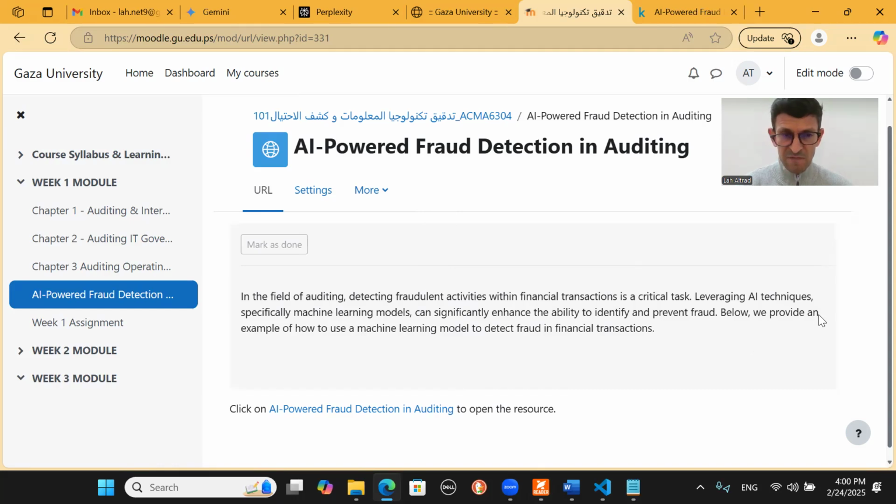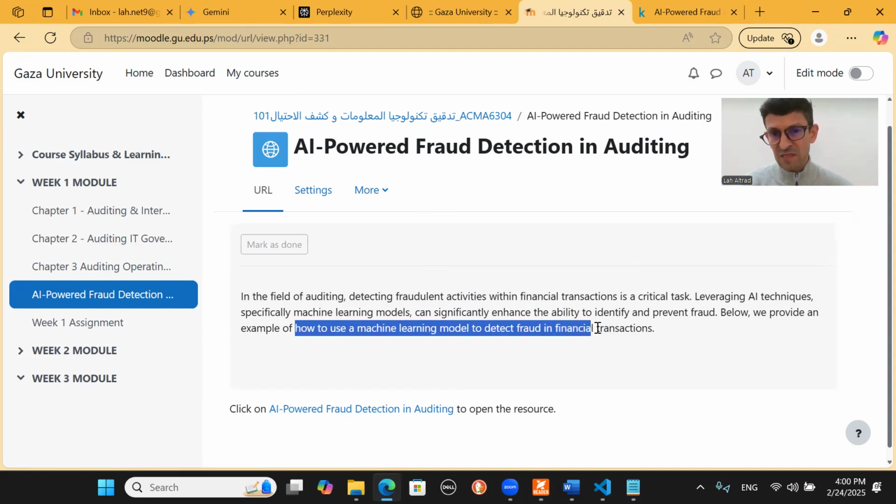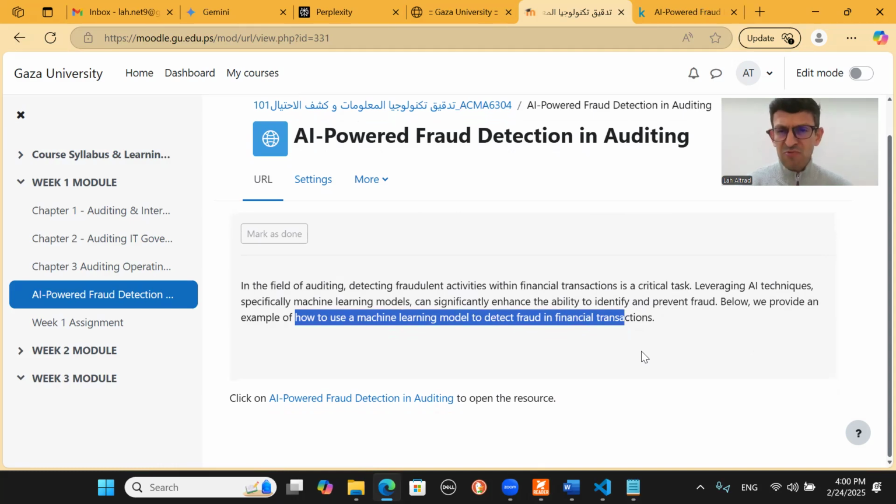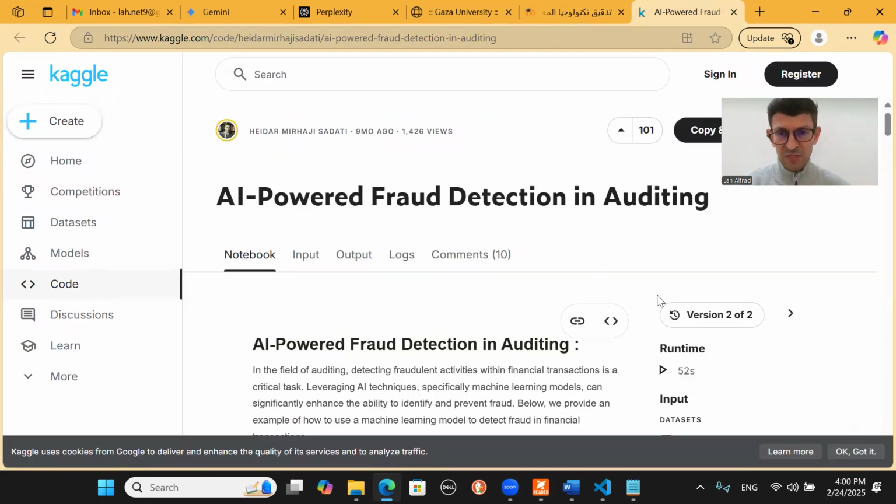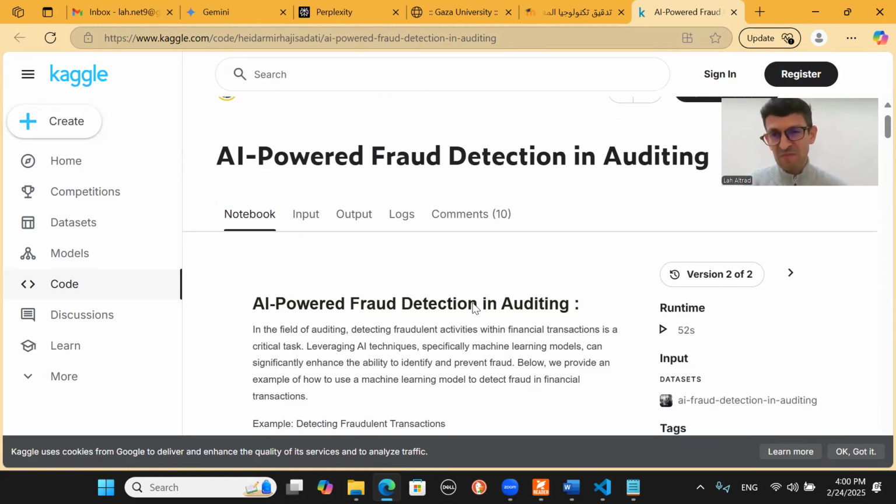Below here we have an example of how to use a machine learning model to detect finance, accounting, or business fraudulent activities or transactions. It's really very interesting. If you click on this link, you will land on this page. In this page, you can find that we have a notebook, which is kind of code. It's Python code. I think you may already be familiar with it. If you're good in Java or C++, you shouldn't have any problem reading Python code.